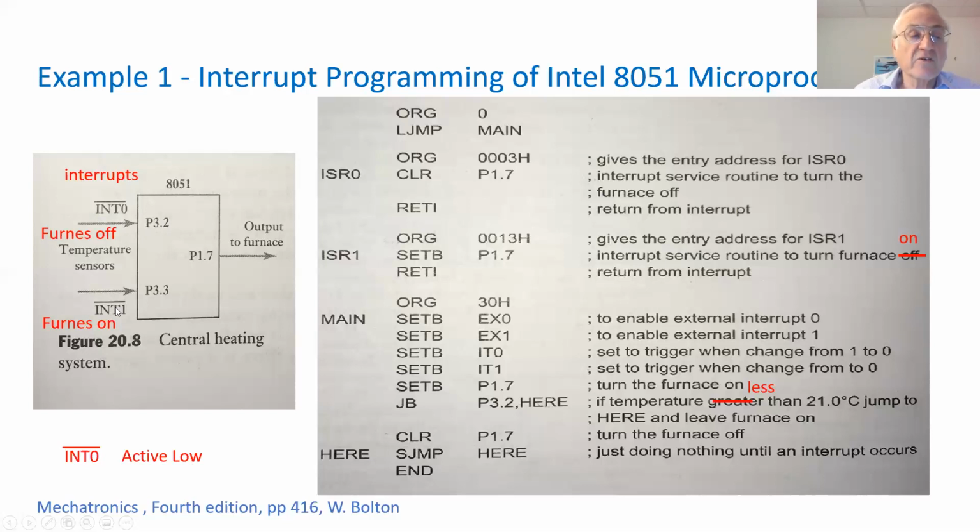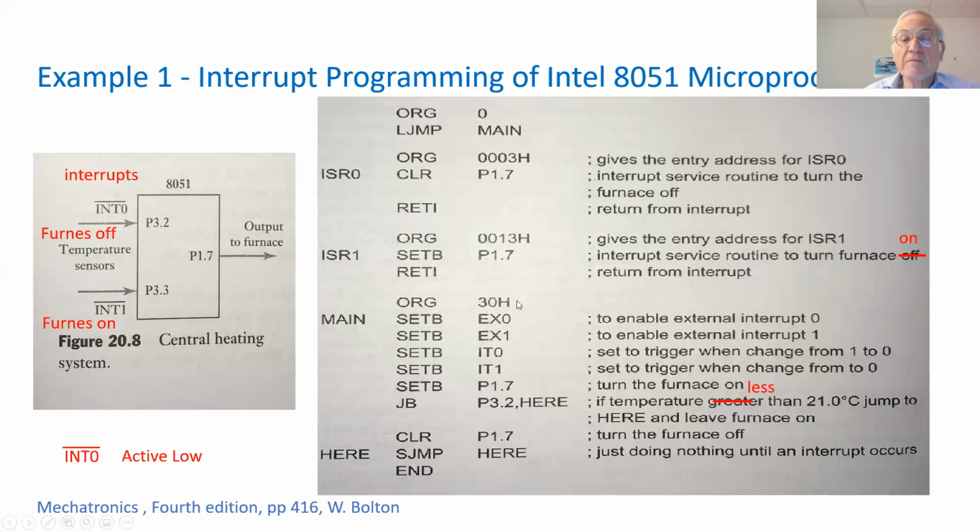And similarly for interrupt 1. Same thing here, service routine 1 starts at this location in memory, and then we set the P1.7 output to be high when we get the signal for P3.